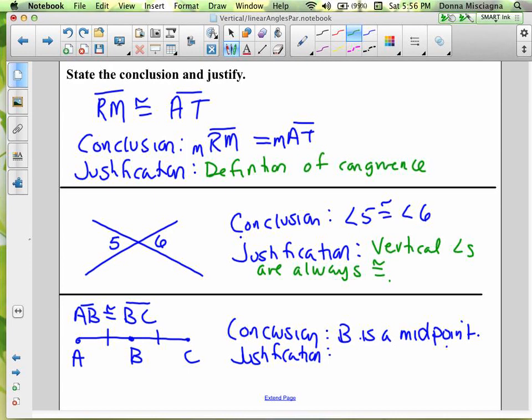We know a midpoint divides a segment into two congruent segments.